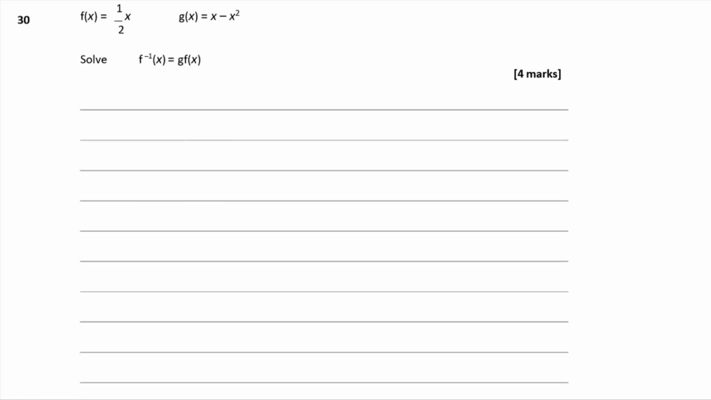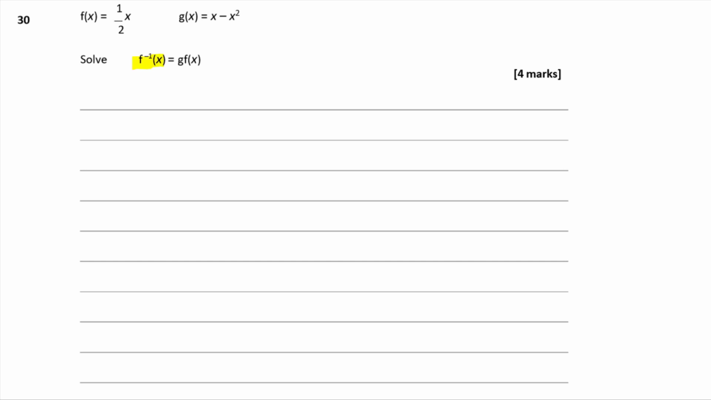Question 30. f of x is a half of x and g of x is x minus x squared. Solve the inverse function of x is equal to g of f of x. Okay. Right. So we've got a few things to do here. First off, we need to know what f to the minus 1 of x is.